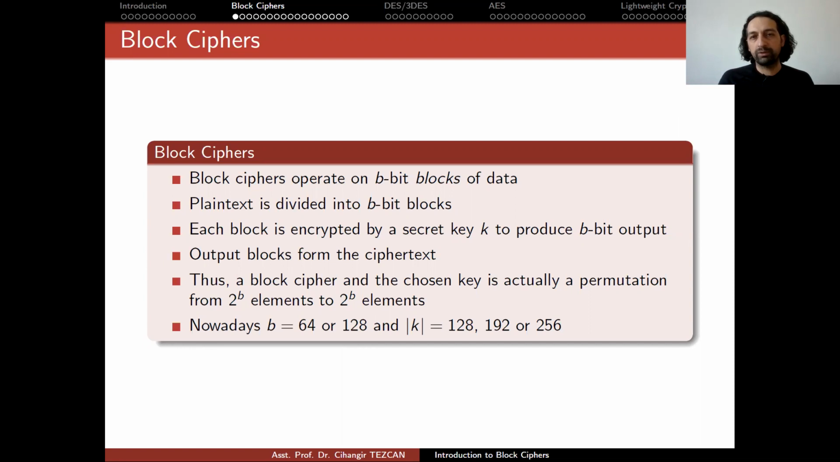So for the rest of this talk, just assume that we are trying to encrypt b-bit data. So we are only focusing on a single block. So plaintext is divided into b-bit blocks. Each block is encrypted by a secret key K to produce a b-bit output. The secret key K nowadays has a size of 128 bits or 192 bits or 256 bits. So current technology cannot break any of these.